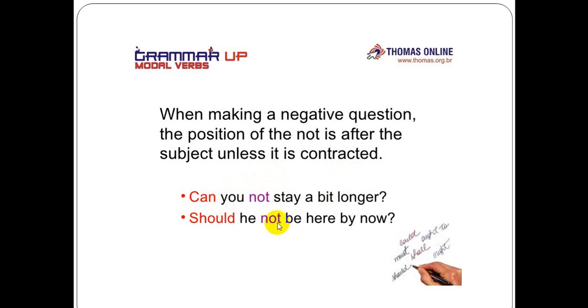Should he not be here by now? It's incorrect to say, for example, should not he be here by now. This is informal. But the more correct form, we are searching for the best answer, we are searching for the correct form in the language: should he not be here by now.